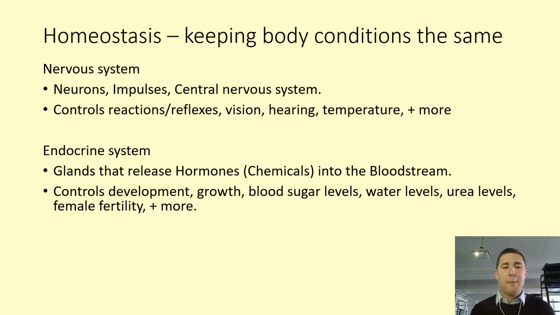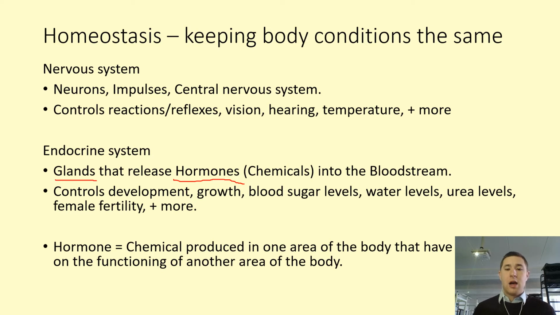And hormones are made by glands. So we've got 2 really key components to the endocrine system. We've got glands which release hormones, glands that make hormones and release them into the blood, and that's how they travel around the body.